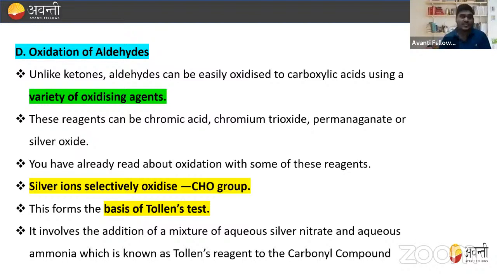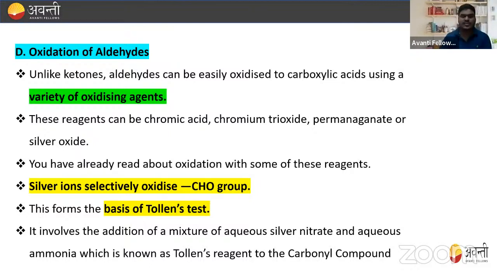Now, the fourth type of reaction we have is the oxidation of aldehydes. Unlike ketones, aldehydes can be easily oxidized to carboxylic acids using a variety of oxidizing agents. These reagents can be chromic acid, chromium trioxide, permanganate, or silver oxide. You already read about oxidation with some of these reagents, like when the silver ion selectively oxidizes the CHO group only. This is also known as the Tollens reagent test.